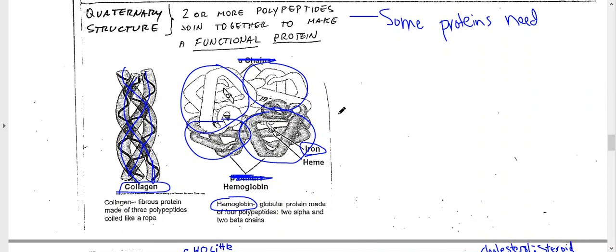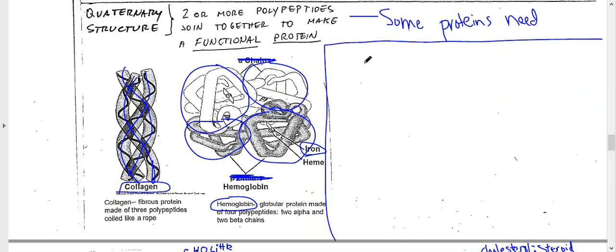Let's take a little bit of this space over here on the right and just do a quick summary. So I'll cordon this off and we'll summarize. So primary structure is the sequence of amino acids. So I'll say amino acid, AA, order, including the peptide bonds that hold them together.